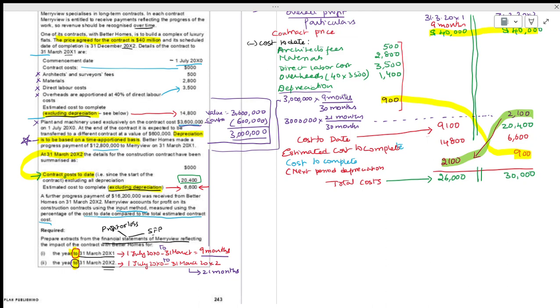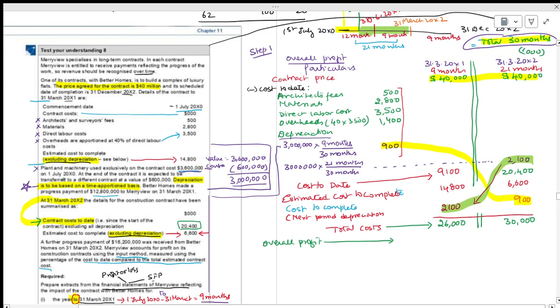Okay, fine. Overall profit. How much is the overall profit? What is the contract price minus total cost? 40 minus 26. I will write it for your understanding. Here overall profit is how much? 14.